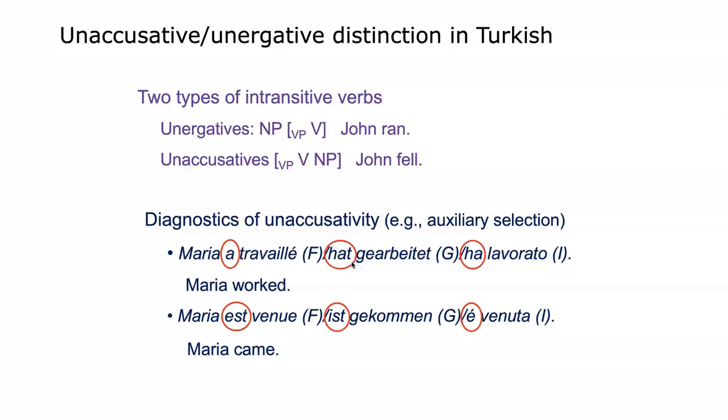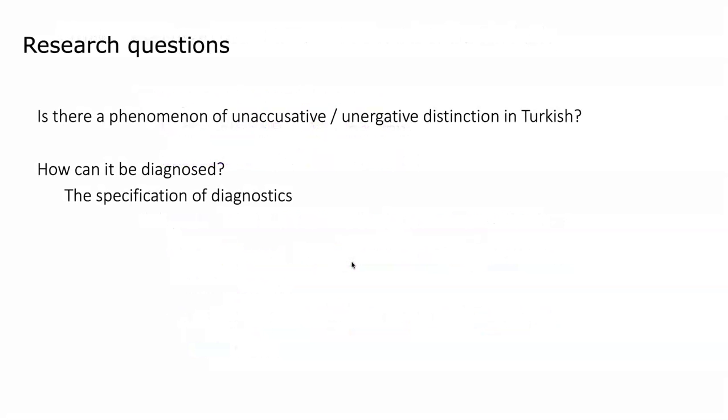I mean, it is not possible to discriminate between unaccusative and unergative by means of auxiliaries, because we don't have auxiliaries. But at that time, we believed that maybe there are some semantic diagnostics. Well, this is how it started. So the initial research question was, is there a phenomenon of unaccusative unergative distinction in Turkish? If it exists, how can it be diagnosed?